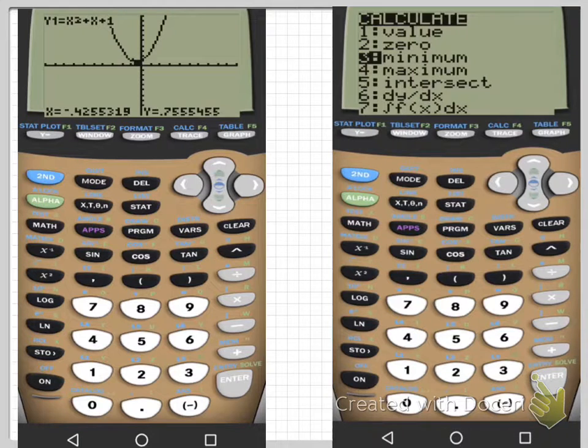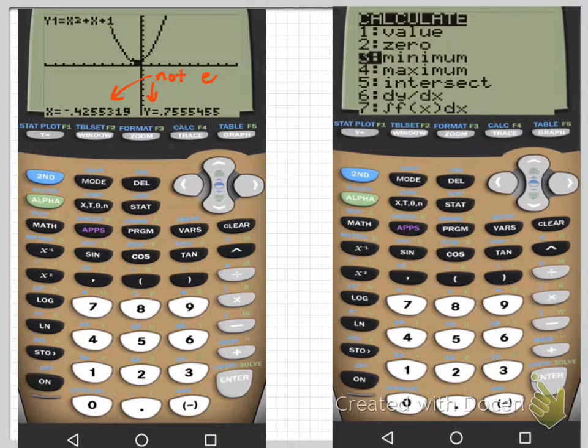So, notice if I were to press trace, then I could press left and right on the buttons here, and I could move it over to that minimum value. I call it a little spider, but it's kind of like a little pointer or a tracer. I can move it over to the minimum value. The problem is it doesn't get exactly on the minimum.